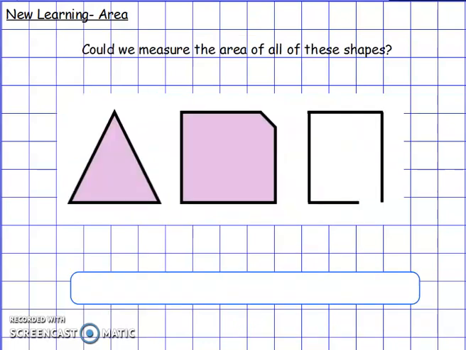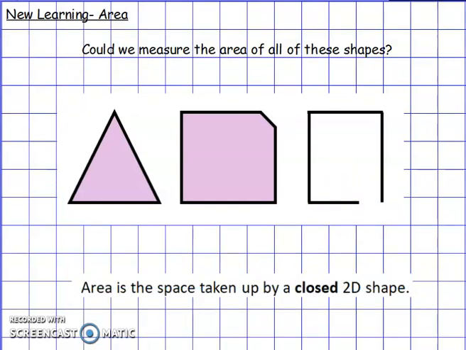What about these shapes? Could I measure the area of all of them? What's the problem? Can you spot it? That's right, it's this shape here. This shape isn't a complete rectangle or a complete compound shape or irregular shape for that matter, because it's not complete at all. Area is the space taken up by a closed 2D shape, like these two shapes. We wouldn't be able to measure the area of this because it hasn't been closed.